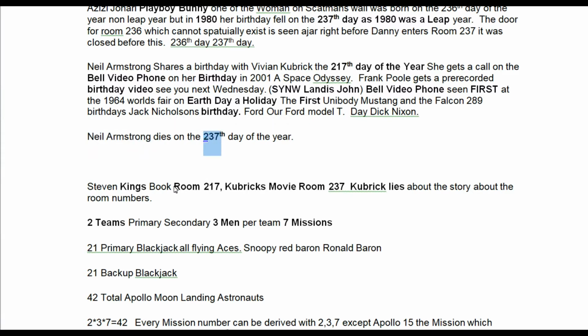So in Stephen King, I'm highlighting the cards clues as we go as well. Stephen King's book, it was room 217. In Kubrick's movie, it's 237. Kubrick is asked why he changed it from 217 to 237, and he tells us, well, the Overlook or the Timberline Lodge, they didn't want anyone to be spooked by room 217, so we changed it to 237. That turns out to be a lie.